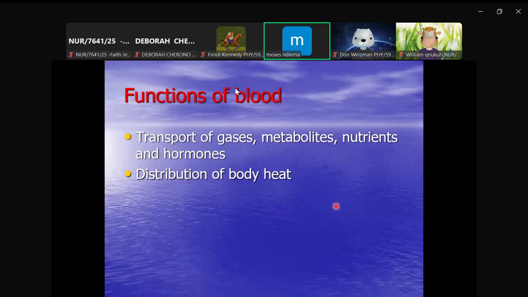Then we have distribution of heat. Heat is normally generated where you have a high metabolic activity. We have heat being generated in the liver, primarily. It's being generated in the muscles. For example, during exercise, there's a lot of heat being generated. This heat is then distributed throughout the body by blood, so that you have what we refer to as the core normal body temperature. This is because of the heat being transported from the origin where it is being generated and being distributed throughout the body.